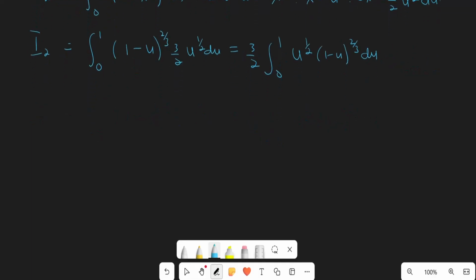Now let's express this as a beta function. I2 is going to be 3 over 2, the integral from 0 to 1 of u. What number minus 1 will give you 1/2?